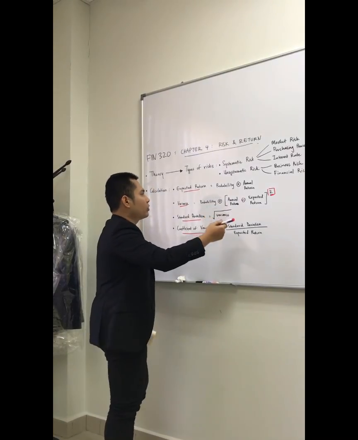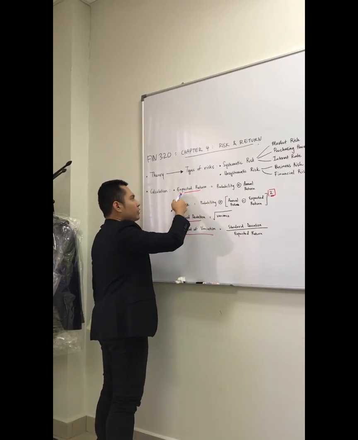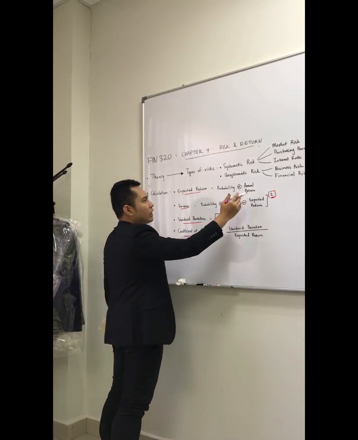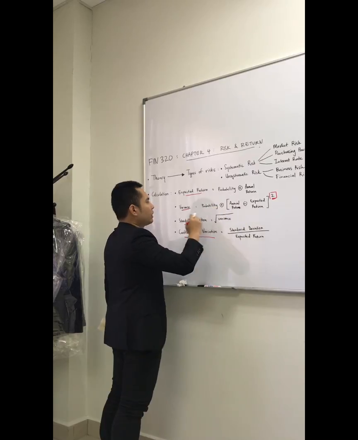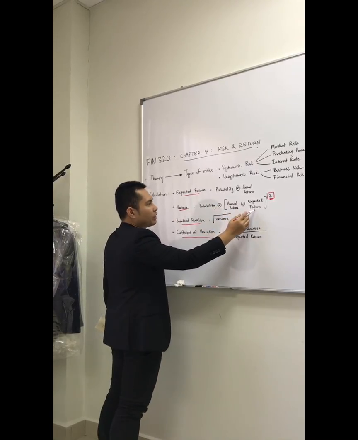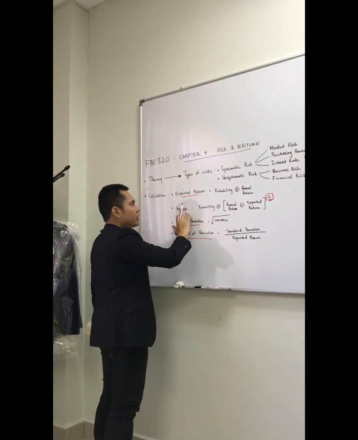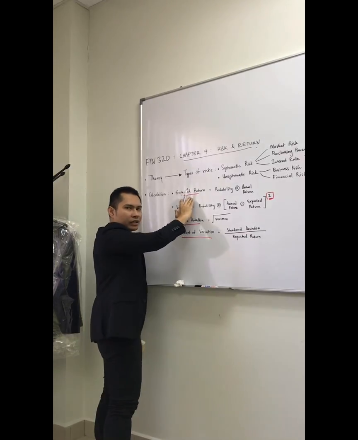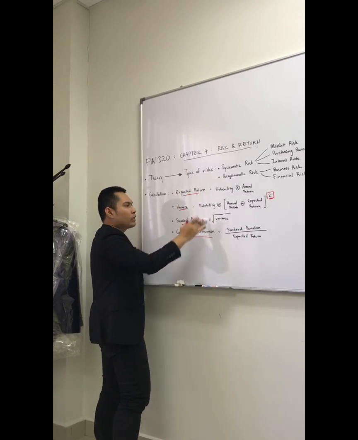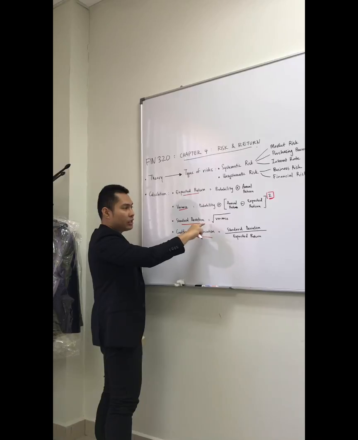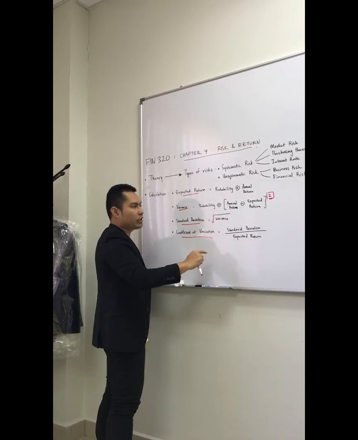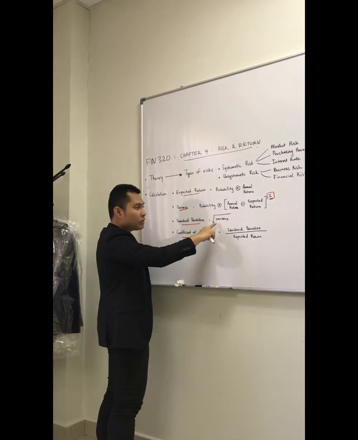Because if you notice, for expected return you need the annual return, right? And then in variance, you are using the expected return. So the calculation of variance is dependent on the expected return. So if you wrongly calculate, and then standard deviation is the square root of variance.